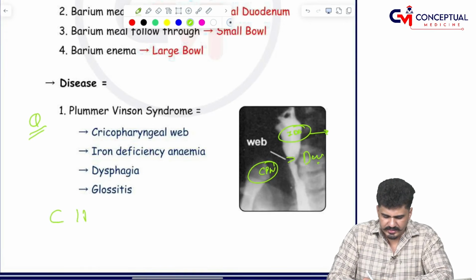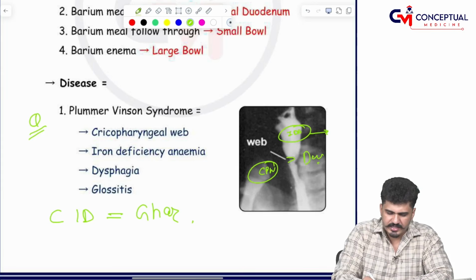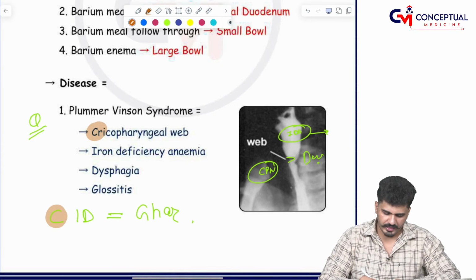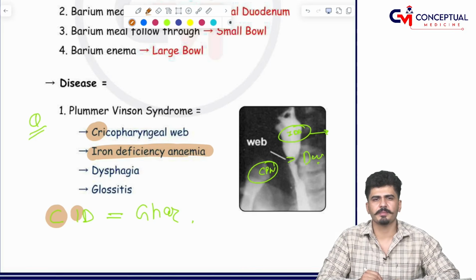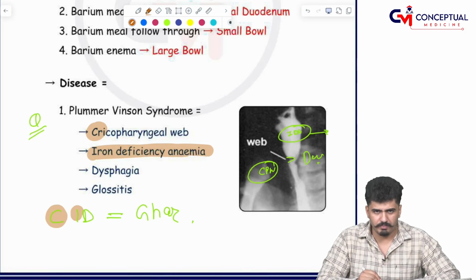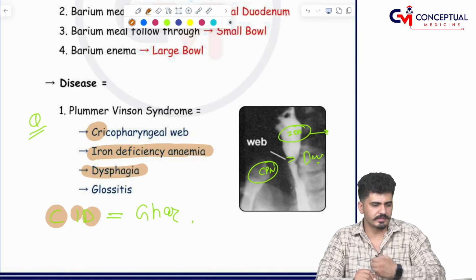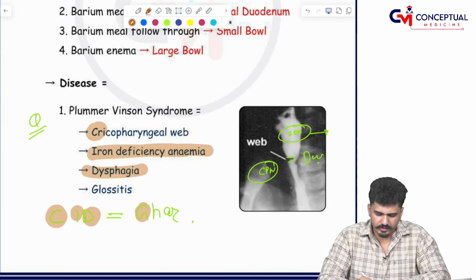So the mnemonic is CID. CID wale kahan ghus jate hain? Ghar mein ghus jate hain. So C stands for cricopharyngeal web. I stands for iron deficiency anemia. Dietary deficiency will be there, because of which you will have iron deficiency. D for dysphagia. Because of these cricopharyngeal webs, there will be dysphagia. And my dear friends, G for glossitis.